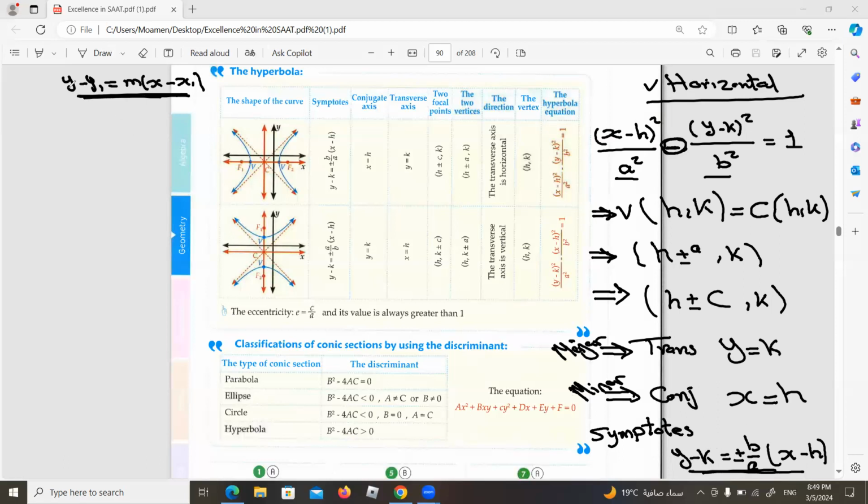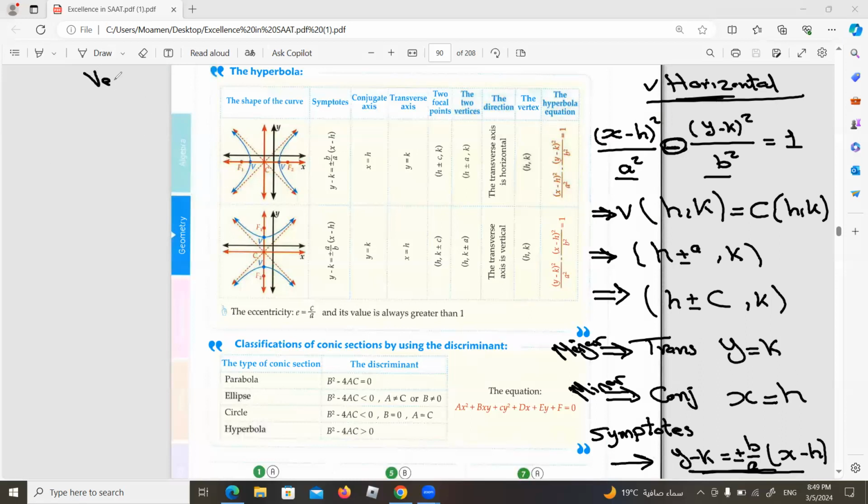If you compare this by this, it's the same. y minus k means y minus y1, the value of y. And we have here equal positive or negative b over a, which means the coefficient a and the coefficient b give us the slope. And then after that, x minus h, it's the same. So this is the equation of the asymptote in the case of the horizontal. And as we said, it's an equation of a straight line, like the point slope form. We're going to express together the vertical.